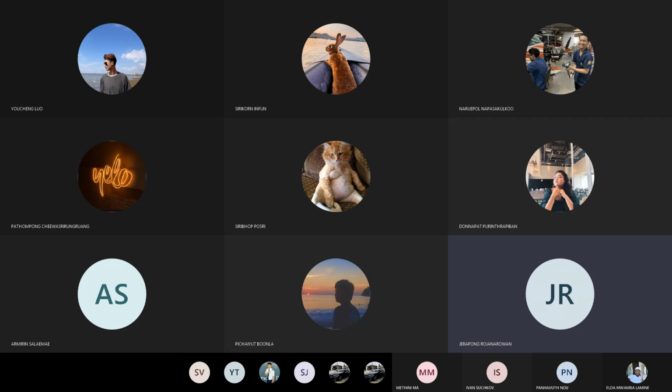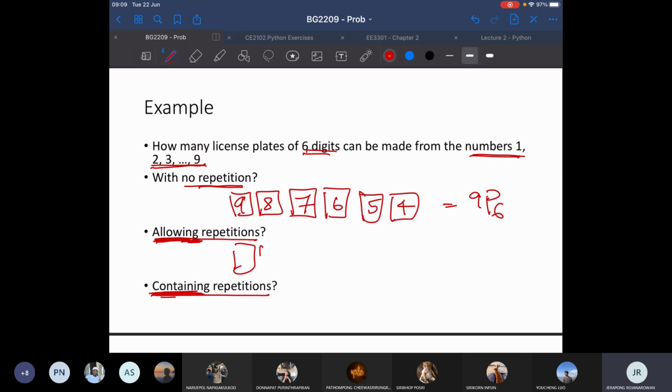No repetition, anything at all. So if you have the 6 numbers here, right? So this one, how many possibility? 9. And there would be no limitations on what you can put here, right? You can have repetition, no repetition. So it's going to be 9, 9, 9, 9, right? So it's 9 to the power of 6.